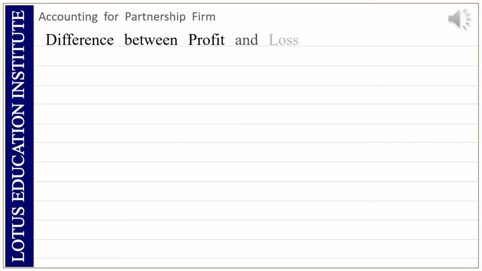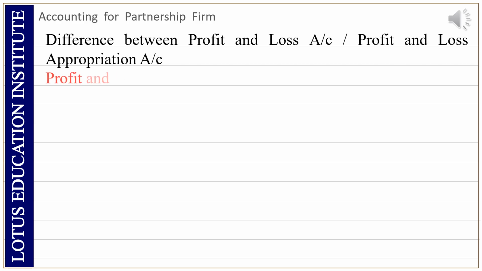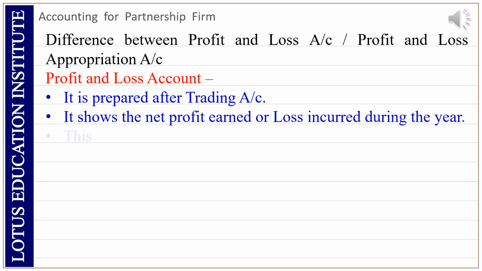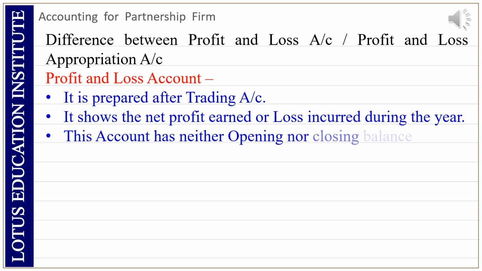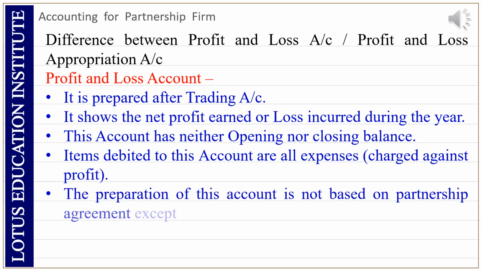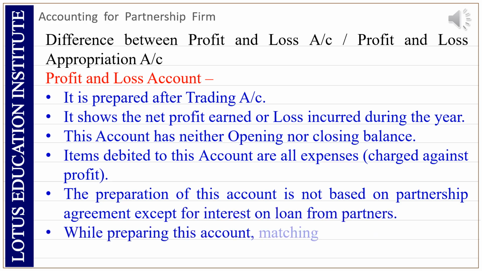Difference between profit and loss account and profit and loss appropriation account. Profit and loss account: it is prepared after trading account. It shows the net profit earned or loss incurred during the year. This account has neither opening nor closing balance. Items debited to this account are all expenses charged against profit. The preparation of this account is not based on partnership agreement except for interest on loan from partners. While preparing this account, matching principle, i.e., revenue is matched against expenses, is followed.